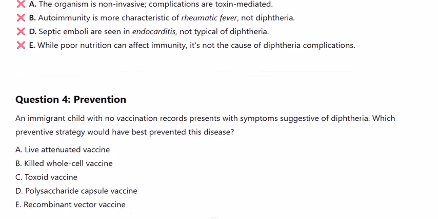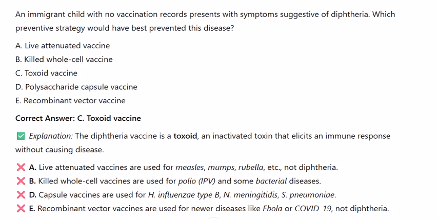Question 4. Prevention. An immigrant child with no vaccination records presents with symptoms suggestive of diphtheria. Which preventive strategy would have best prevented this disease? A. Live attenuated vaccine. B. Killed whole cell vaccine. C. Toxoid vaccine. D. Polysaccharide capsule vaccine. E. Recombinant vector vaccine. Correct answer: C.